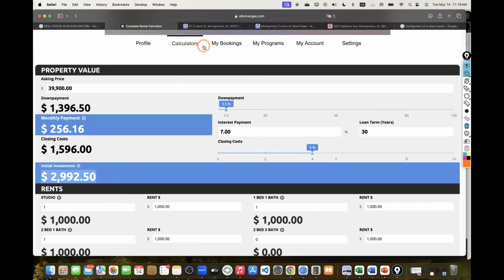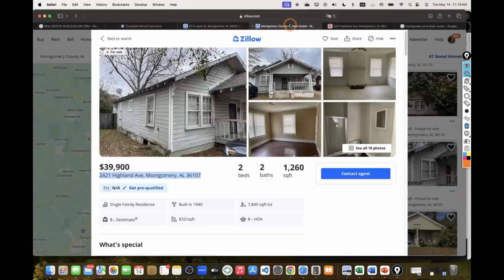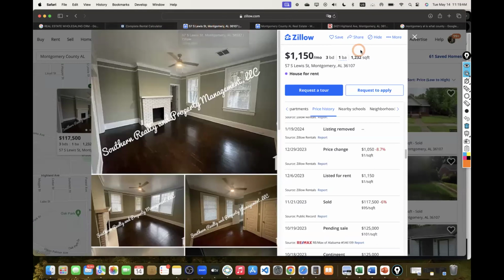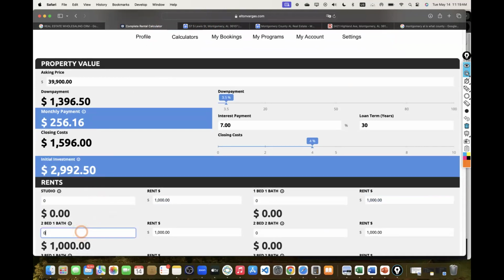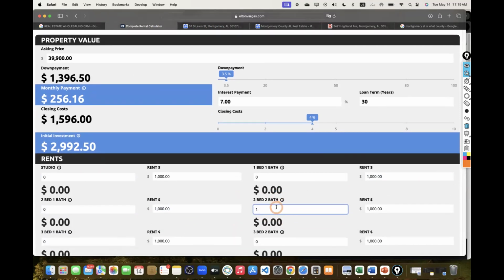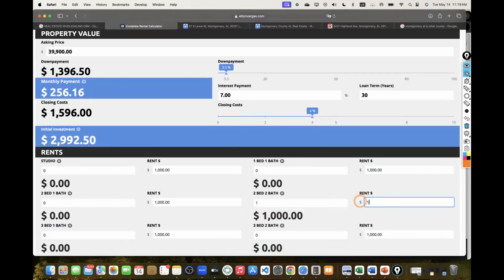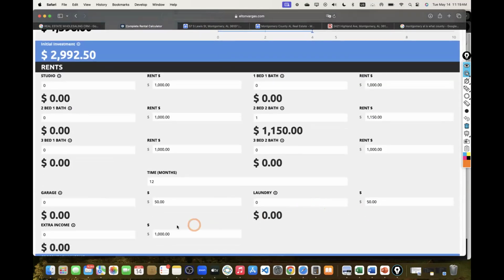Now the property is a 2-2, but I'm going to go based on how much you can rent. It's a 2-2, so I'm going to go right here on the 2-2 property. You can rent it out for 1,050. Oh, 1,150. 1,150 is the rental, putting it in here.